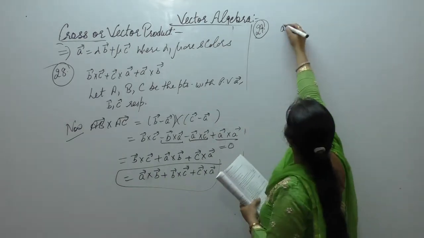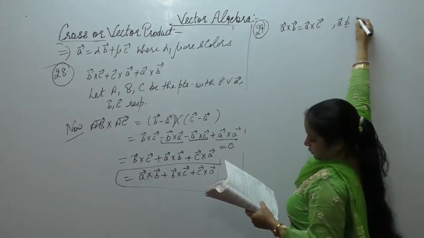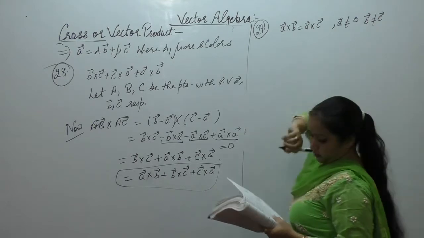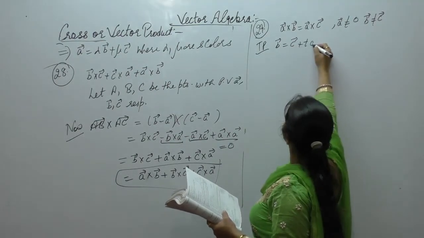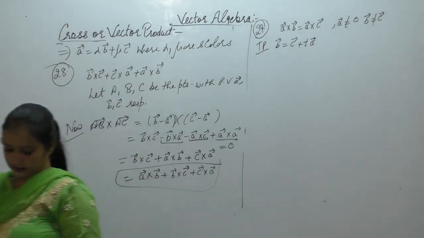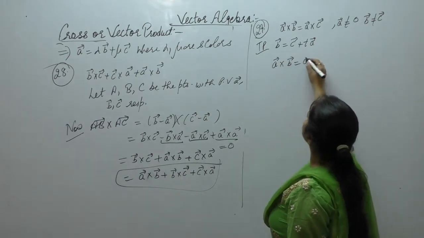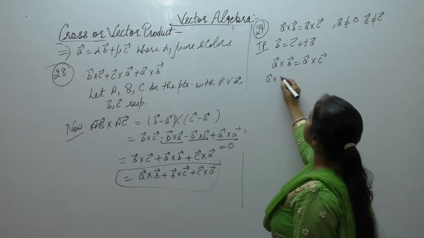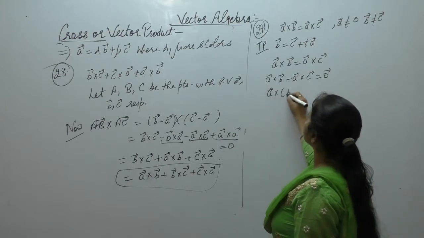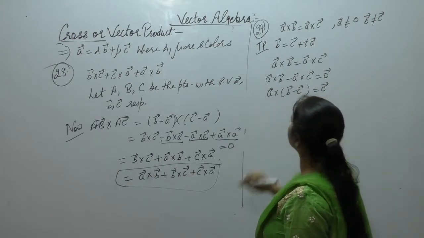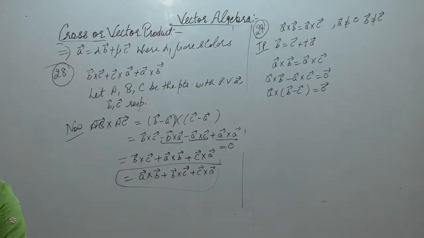If A cross B is equal to A cross C, A vector is not equal to 0, B vector is not equal to C vector, show that B vector is C vector plus T A vector for some scalar T. It is given that A cross B is equal to A cross C. So we can write it as A cross B minus A cross C, A vector cross B vector minus C vector.